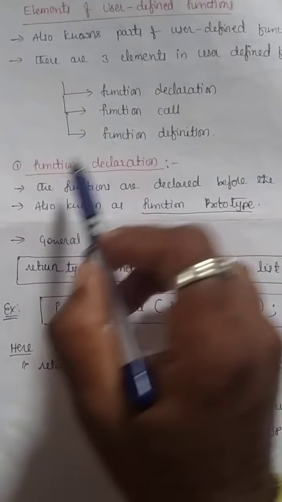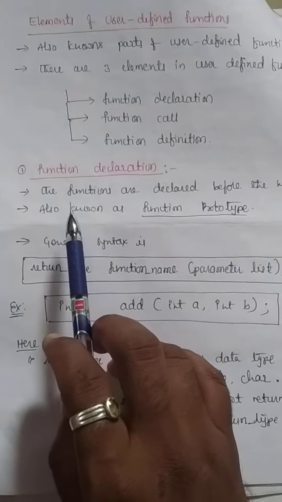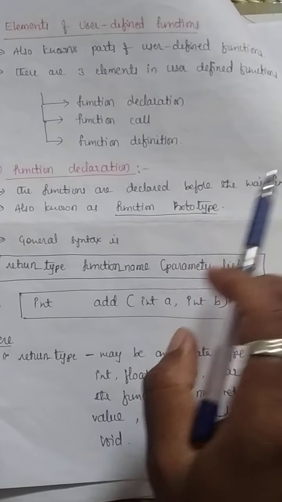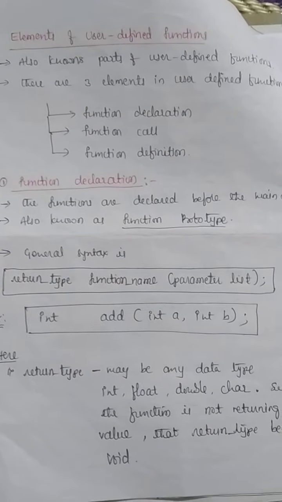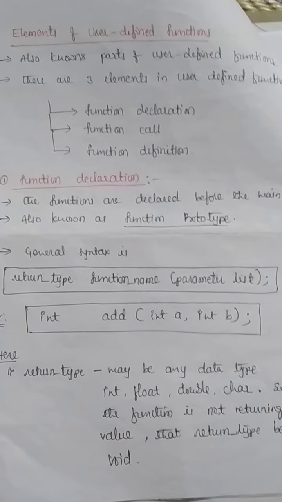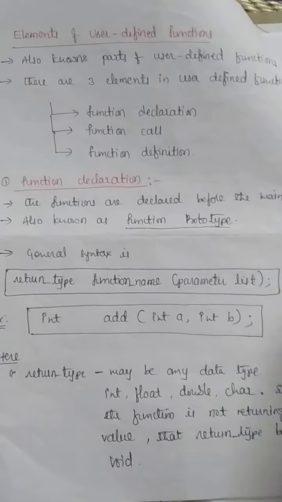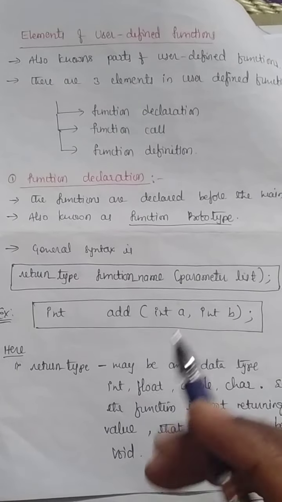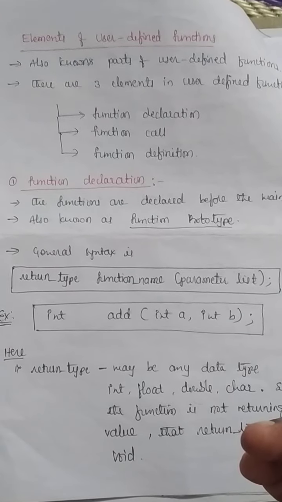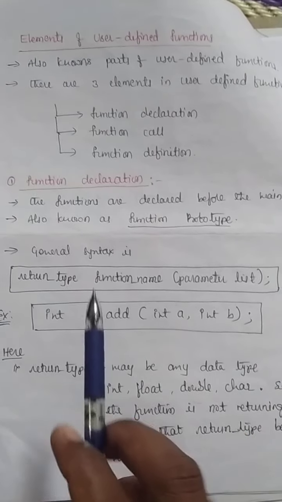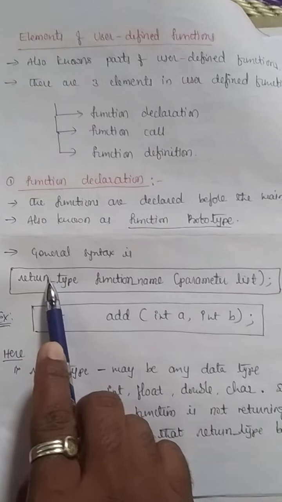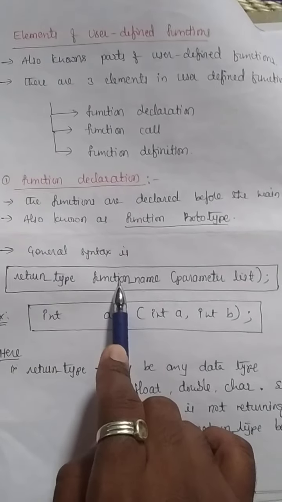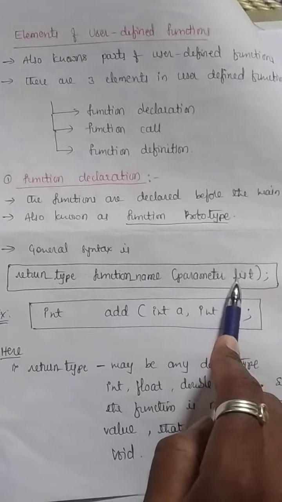What do you mean by function declaration? The functions are declared before the main function. Wherever we write int main or void main, before that we have to declare the function. How to declare? We have to follow a prototype or syntax. The general syntax of function declaration is first return type, then function name and then parameter list.